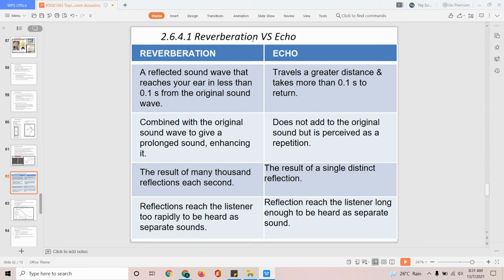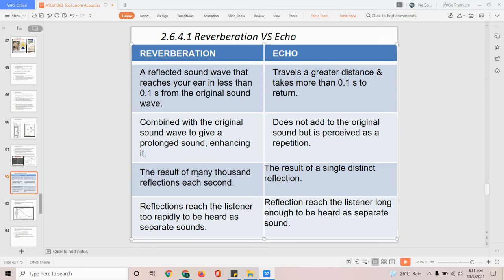So reverberation can add to or enhance the sound, but echo does not. It will be perceived as repetition, because with an echo you hear the original sound, and then the reflected sound comes as a repetition, not a prolonged effect like reverberation.